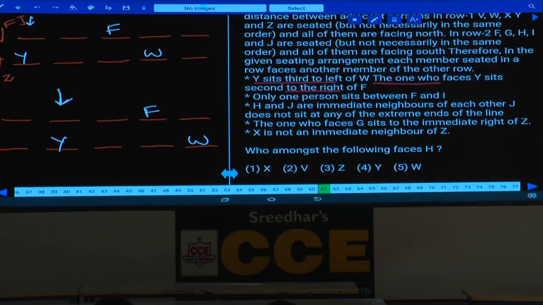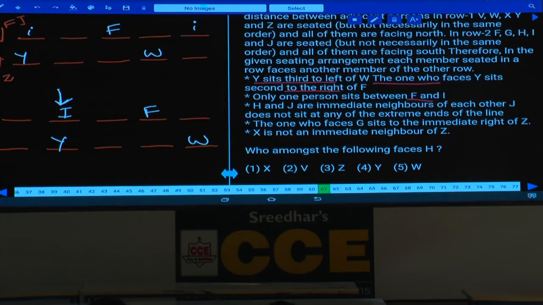The one who is facing Y is seated second to the right of F, and only one person is between F and I. As there is only one person between F and I, in the second case I must be here, that is the only possibility. But in the first case, I can be either here or here. There are 2 possibilities to this one, because there must be exactly one person between F and I. H and J are immediate neighbors of each other.